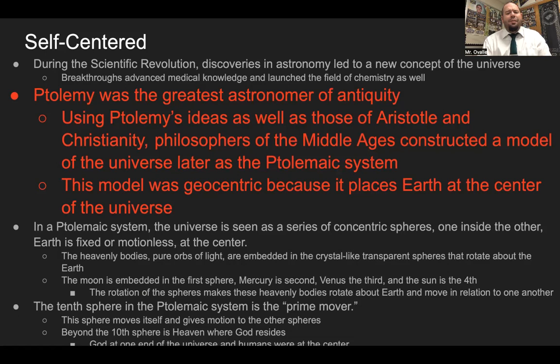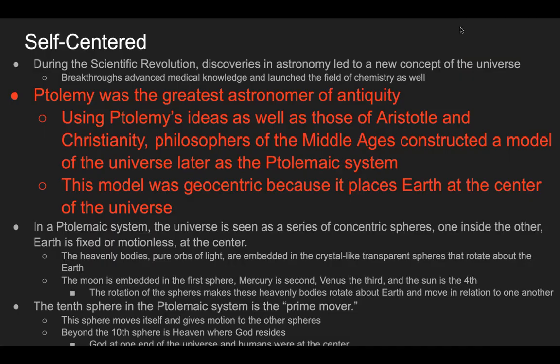In a Ptolemaic system, the universe is seen as a series of concentric spheres, one inside the other. Earth is fixed or motionless at the center. The heavenly bodies, or pure orbs of light, are embedded in crystal-like transparent spheres that rotate about the Earth. The moon is embedded in the first sphere, Mercury is second, Venus third, and the sun is fourth. The rotation of the spheres makes these heavenly bodies rotate around Earth and in relation to one another. The 10th sphere in the Ptolemaic system is the prime mover. This sphere gives motion to the other spheres. Beyond the 10th sphere is heaven, where God resides. God at one end of the universe and humans at the center.